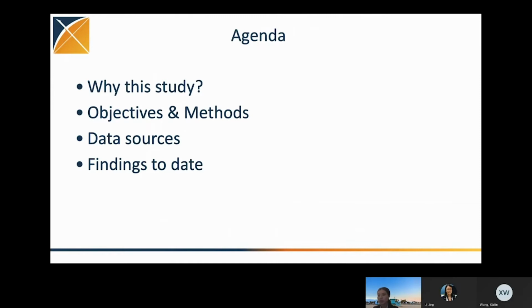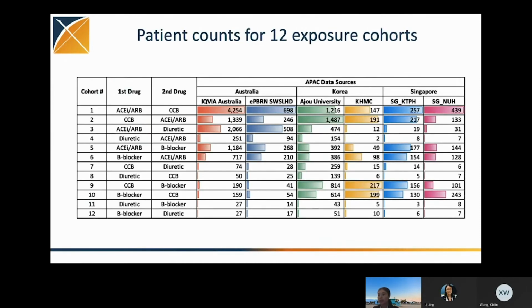Let me show you some preliminary results. We have 6 data sources that have already run the feasibility analysis, and this is the distribution across cohorts. We can see significant variation across databases, and cohort 1 and cohort 2 are by far the most commonly used drug classes in treatment escalation.